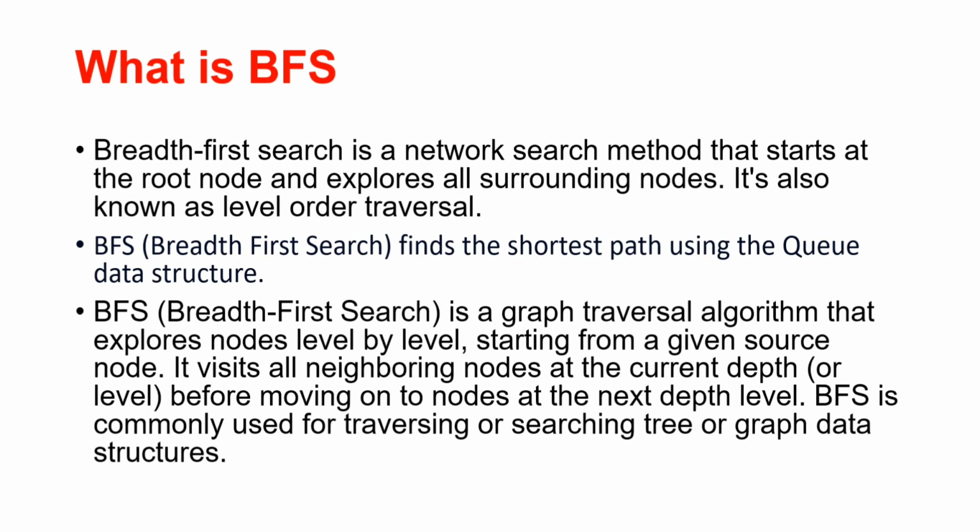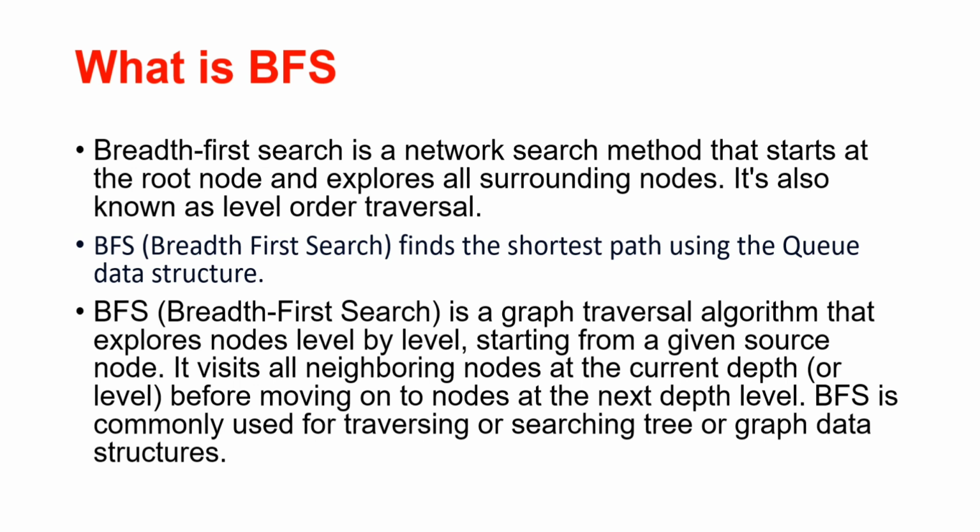BFS, breadth first search, is a network search method that starts at the root node and explores all surrounding nodes. It's also known as a level order traversal. It is a graph traversal algorithm that explores the nodes level by level, starting from a given source node. It visits all neighboring nodes at the current depth or level before moving on to the nodes at the next depth level. BFS is commonly used for traversing or searching tree or graph data structure.